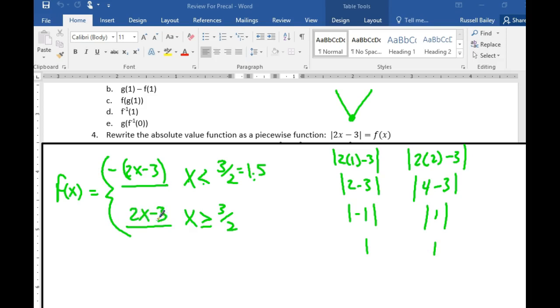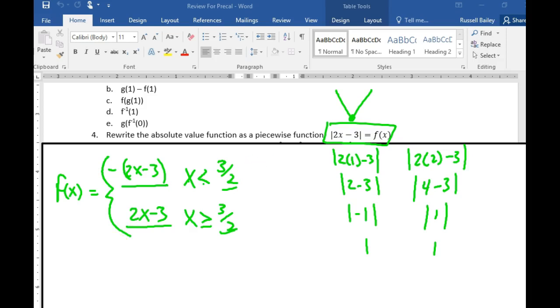So what I've done is I've rewritten this absolute value function as two linear functions connected at a point. Anything to the left of that point, we have negative. Anything to the right, we have positive. Okay, so that's how you do it.